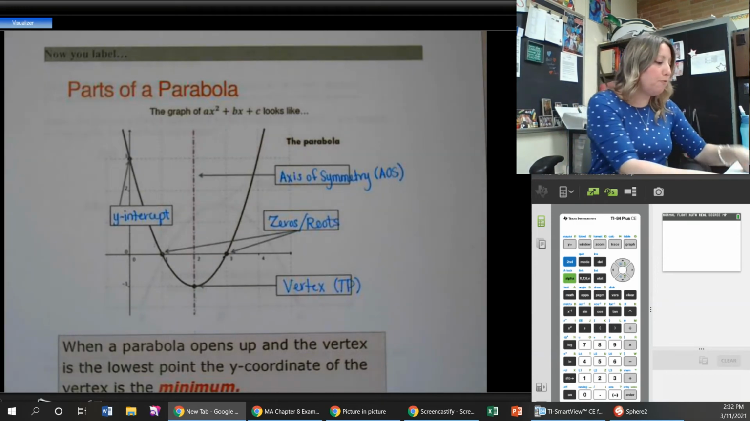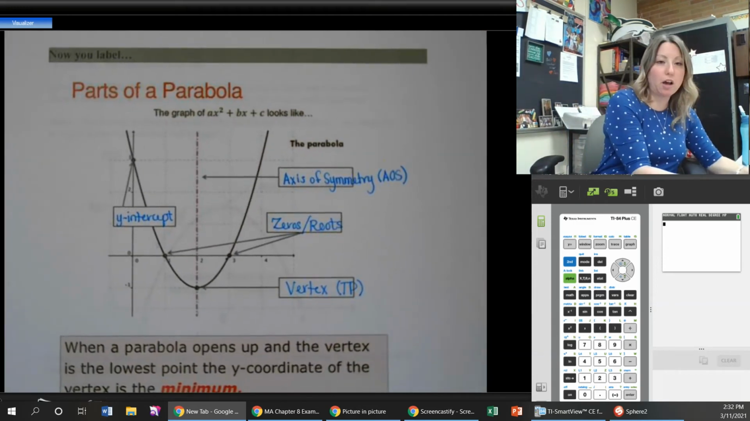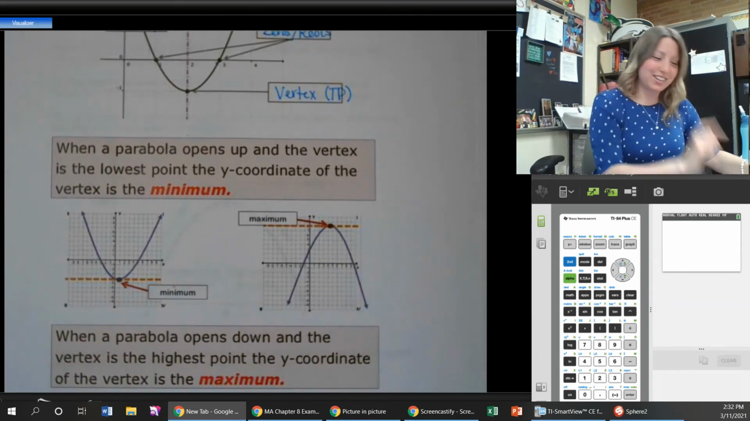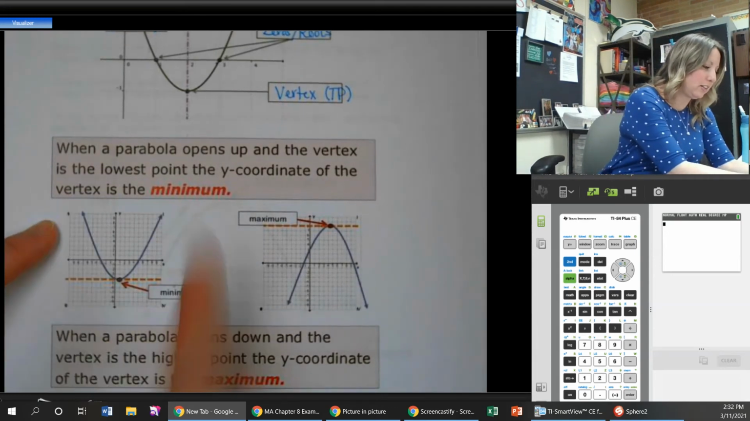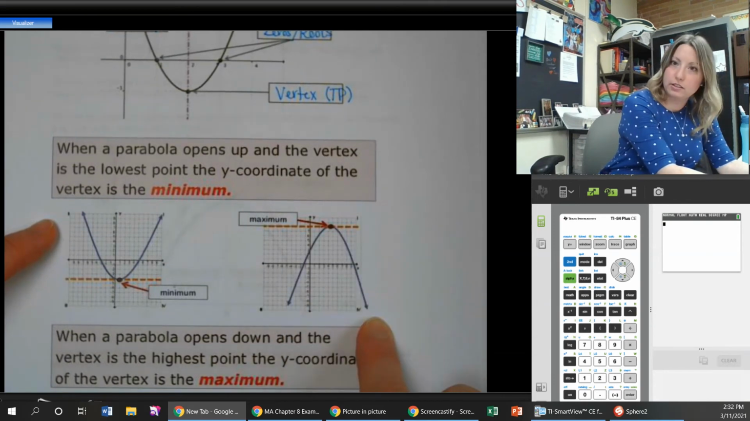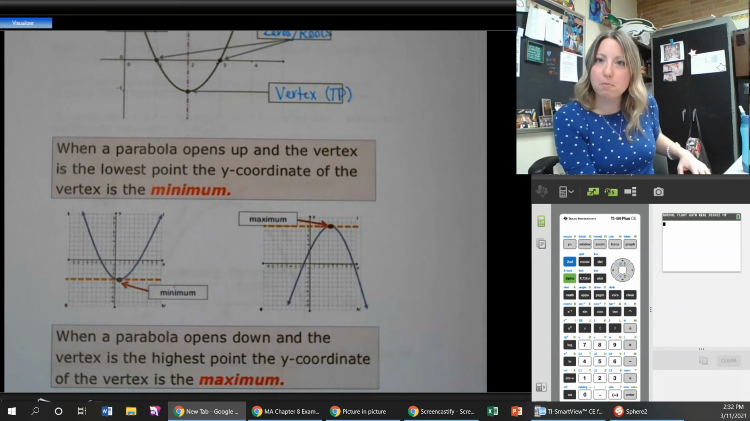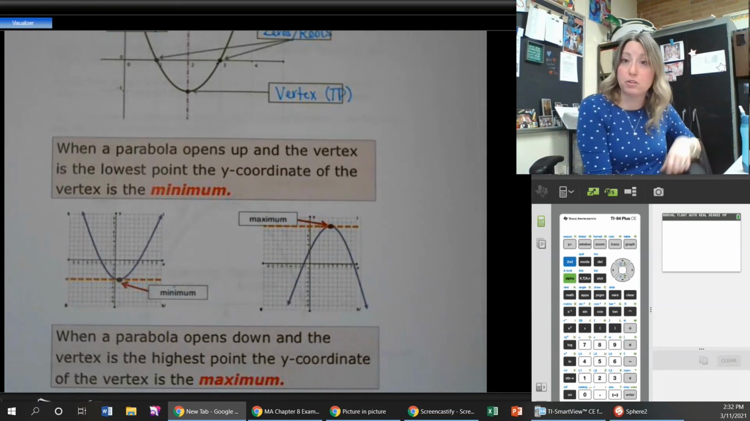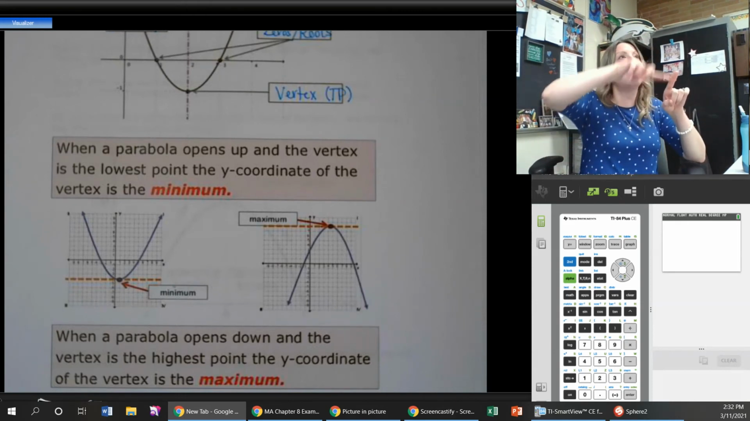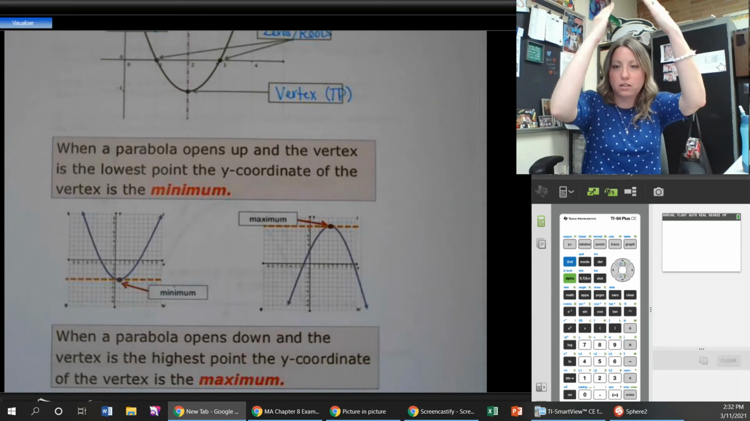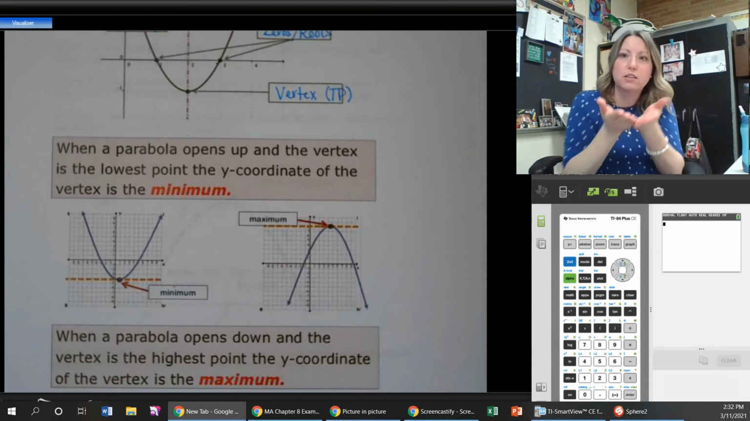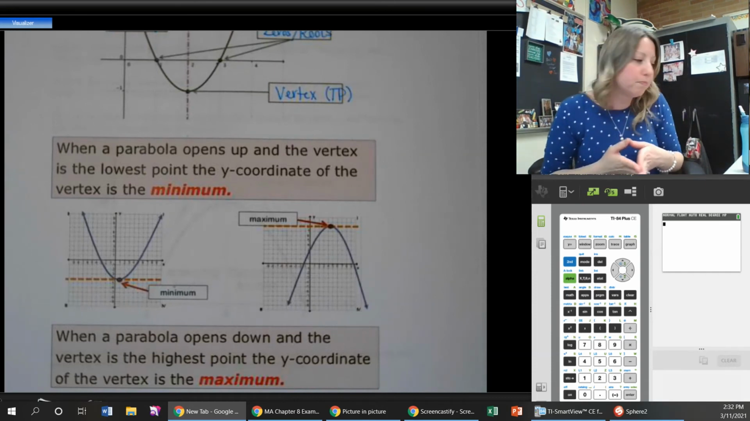Now, if the parabola opens up, I like to use smiley face, right? The parabola is a smiley face. It has a bottom, a minimum. If the parabola is a frowny face, it has a top, and that's called a maximum. We just looked at that in the examples we did together. And it kind of stands to reason: if it's heading up to the top and then back down, that's the max, the highest it goes. If it's heading down, down, down, and then hits a point and starts going back up, that's the bottom, the minimum.